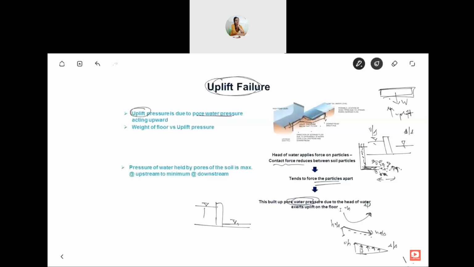And also, as you see from this image, only on the upstream side there is uplift pressure, and on the downstream side it is very less.